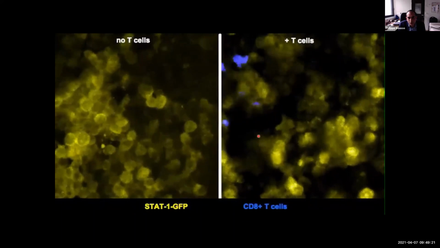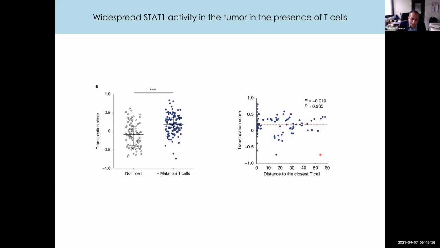So if we, for example, look at the translocation score, depending on the distance to the closest T cells, there's really no correlation. And again, it's something that happened at the level of the whole tumor. And we believe this is really a collective process that is going on.